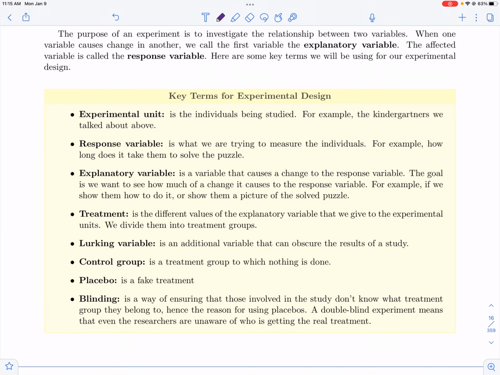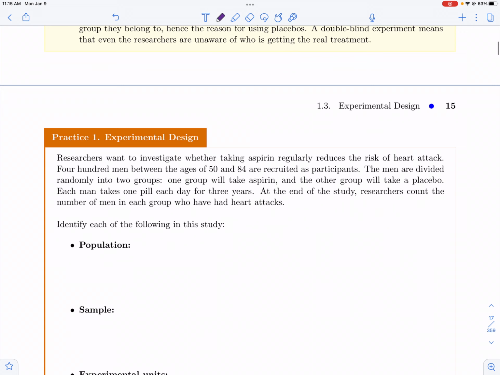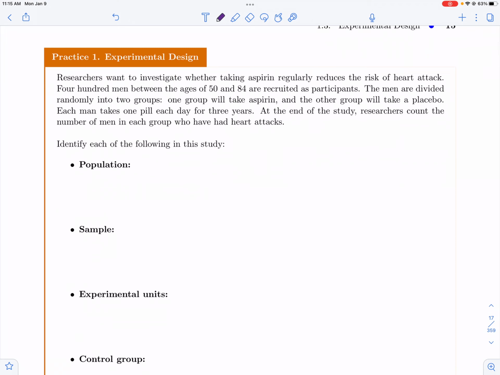All right, so let's take a look at some of these experimental designs. Let's make sure we can identify what each of the different parts represent. And then I've got some for you to practice on as well. Researchers want to investigate whether taking aspirin regularly reduces the risk of heart attack. 400 men between the ages of 50 and 84 are recruited to participate. The men are divided randomly into two groups. One group takes the aspirin, the other group takes the placebo. Each man takes one pill each day for 3 years. At the end of the study, researchers count the number of men in each group who had heart attacks.